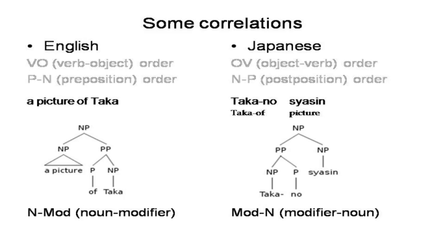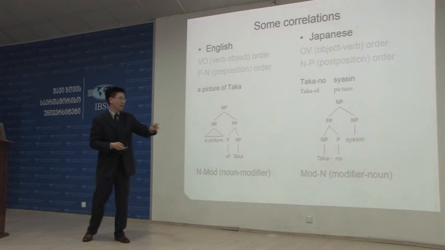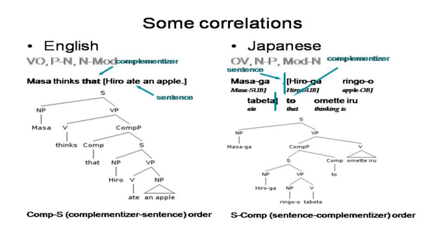So far we have two things that look like they're actually kind of the same. In English, you could say a picture of Taka. A modifier comes after the noun. In Japanese, you would say Taka no shashin. The modifier comes before the noun, okay? So again, we have these three, where they're reverses of each other.